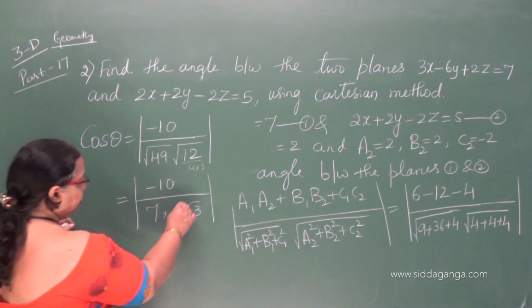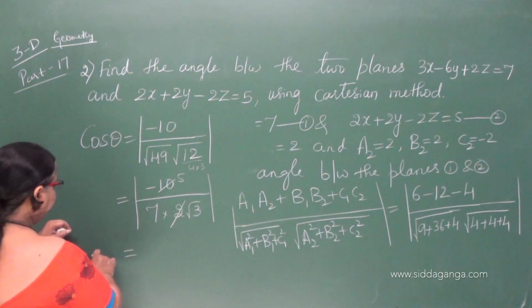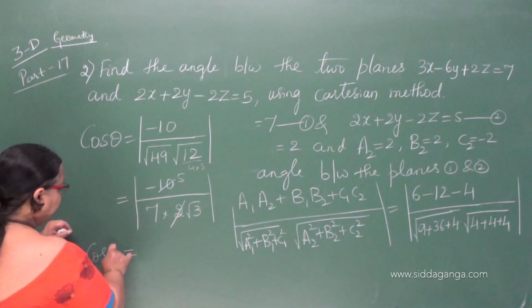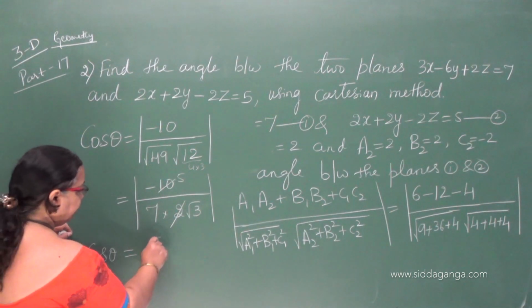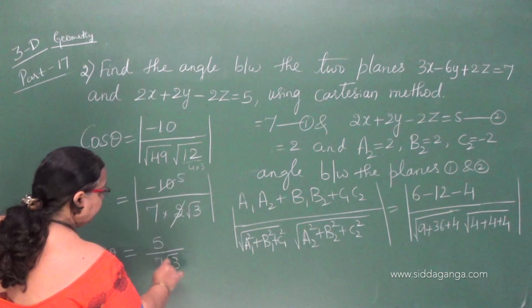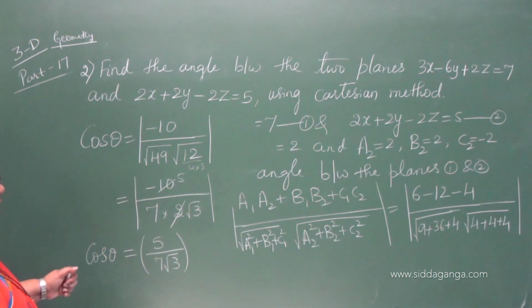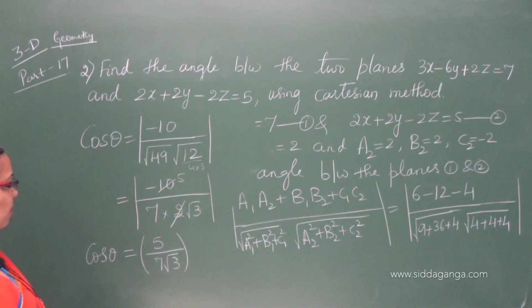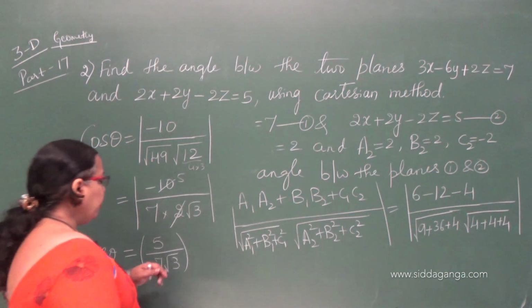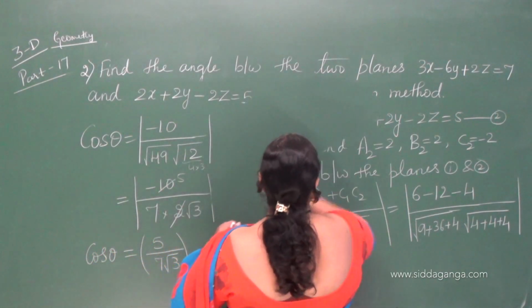So here 2 1s are 2, 5s are cancel, but since we need an acute angle, I will take this as positive, that is 5 divided by 7 root 3. So cos theta equal to 5 divided by 7 root 3.